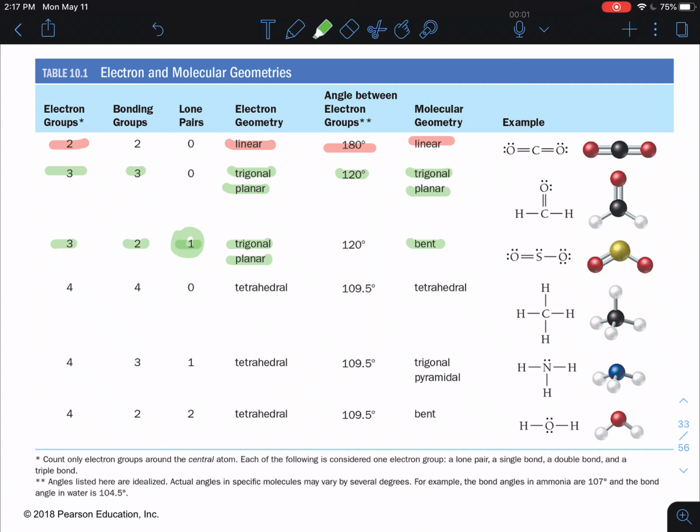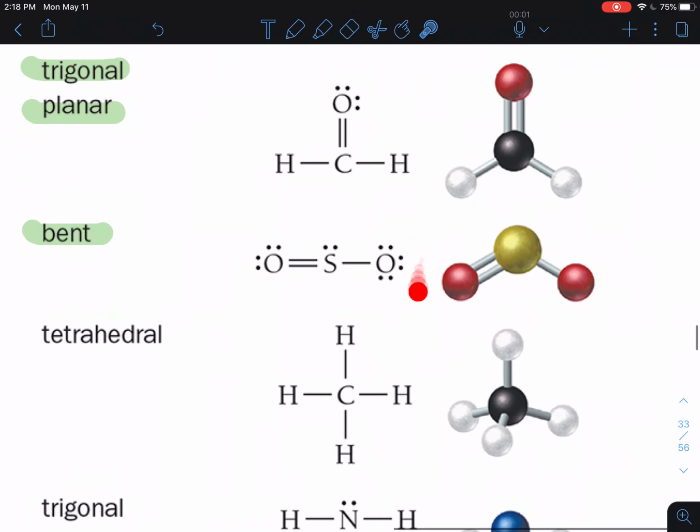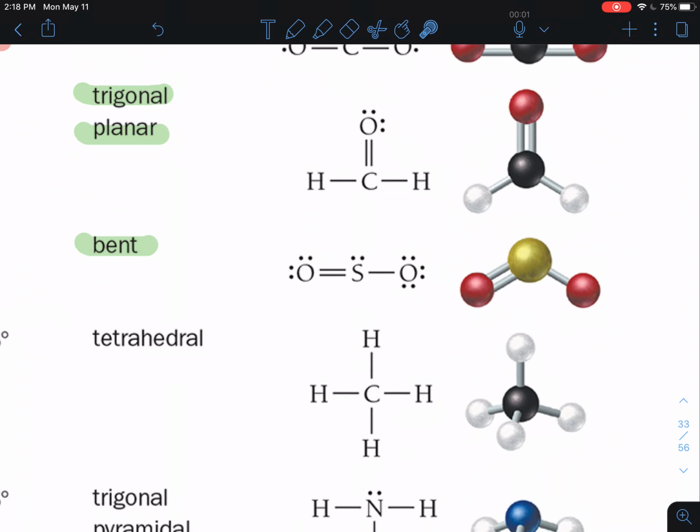SO2 is an example, right? SO2, sulfur dioxide, when we draw the Lewis structure here and evaluate it, we know that because it has 3 electron groups associated with it, it's going to be in the electron geometry of trigonal planar. But since 1 of those electron groups is a lone pair, as you can see right here, it is going to be a molecular geometry of bent. So its actual 3D structure in real life is bent.